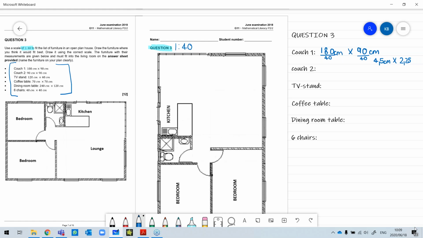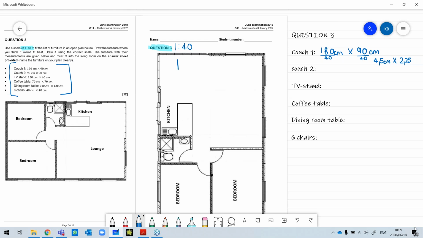Now, this is where the fun part comes in. This is a couch. So on your floor plan, you are going to see where you would like to put this couch. And that's the nice part. You can choose where you want to put the couch. In the question statement, they don't tell you where to put the furniture. So you can choose for yourself whether you would like to put the couch in the bedroom or in the living room. That is your choice.